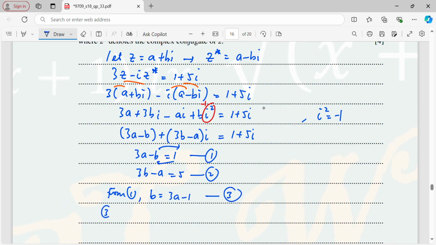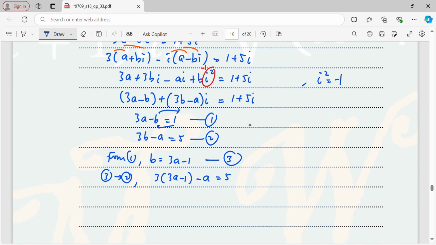Now I substitute third equation into second equation. I'm using substitution method to solve the a and b. So now I will be getting 3 times (3a minus 1) minus a equals to 5. Then from here, just do expansion. So 9a minus 3 minus a equals to 5. So 9a minus a is 8a. The minus 3 move to the other side becomes plus 3. Therefore, you are getting 8. Then now my a is 1.